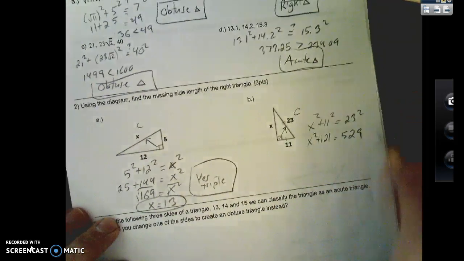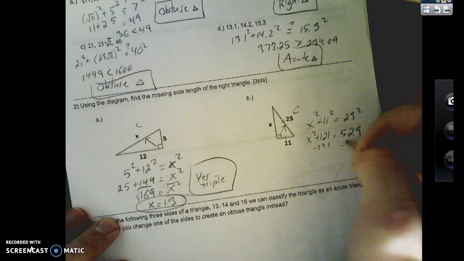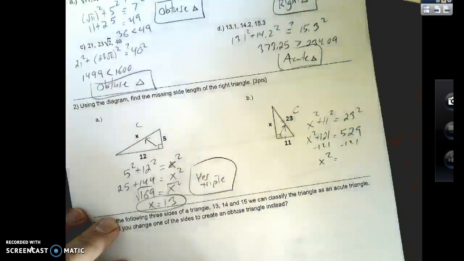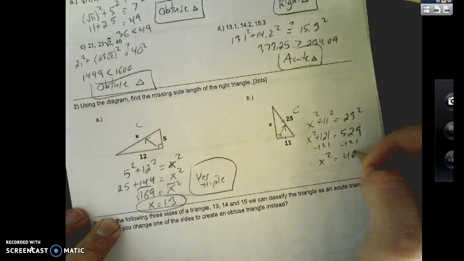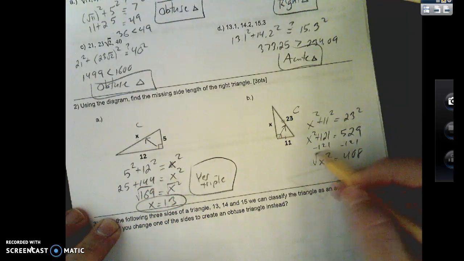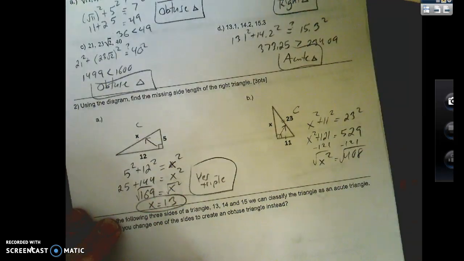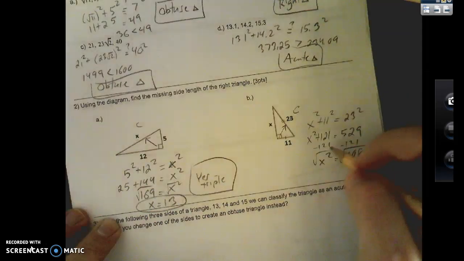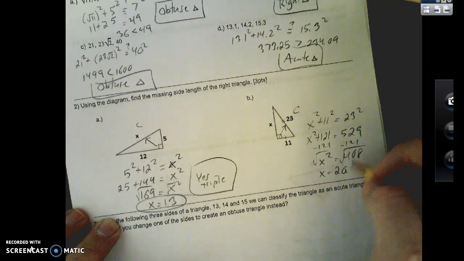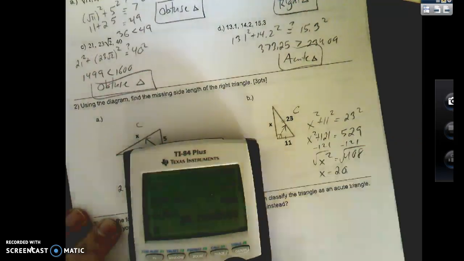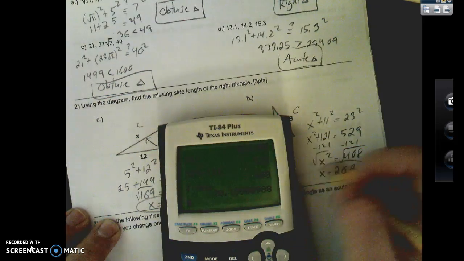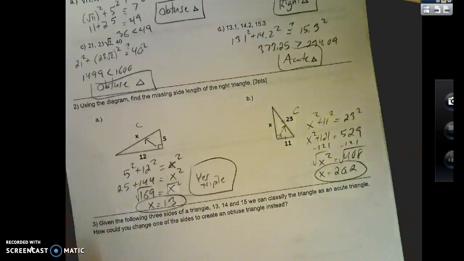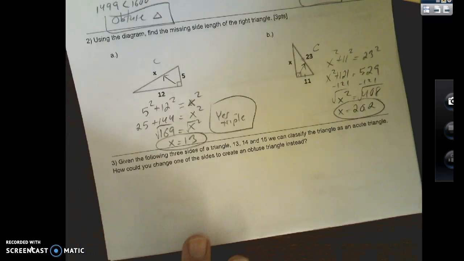We have to do an extra step here where I have to subtract 121 from both sides. So 529 minus 121 gives me 408. Square root left, square root right, and we're going to get x equals 20.199. It's hard to see. Okay, which rounds to 20.2, because we're going to ask you to go to the nearest tenth. Very good so far. Again, you guys are doing a great job with that.